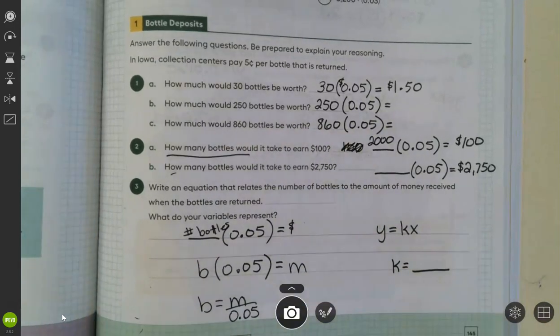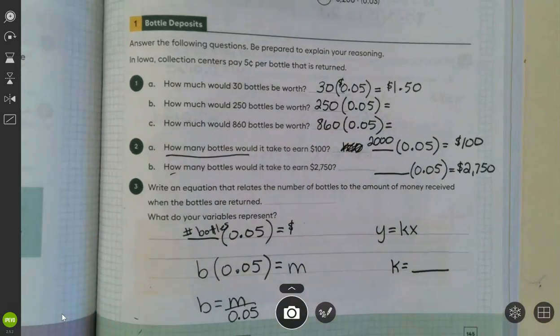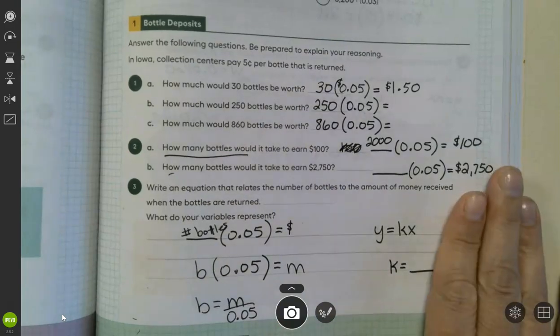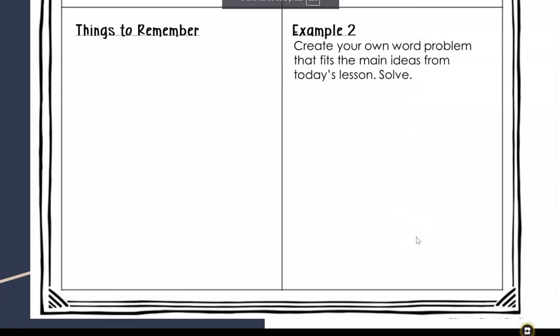When you are done with this, put your name at the top of the paper. You're going to take this page out of your book and turn it in. And then don't forget to go back to your notes. You're going to create your own word problem that fits the main ideas from today's lesson. The main idea is about using equations that represent different proportional relationships. Make something similar to the bottle question in the book. Raise your hand if you have any questions.